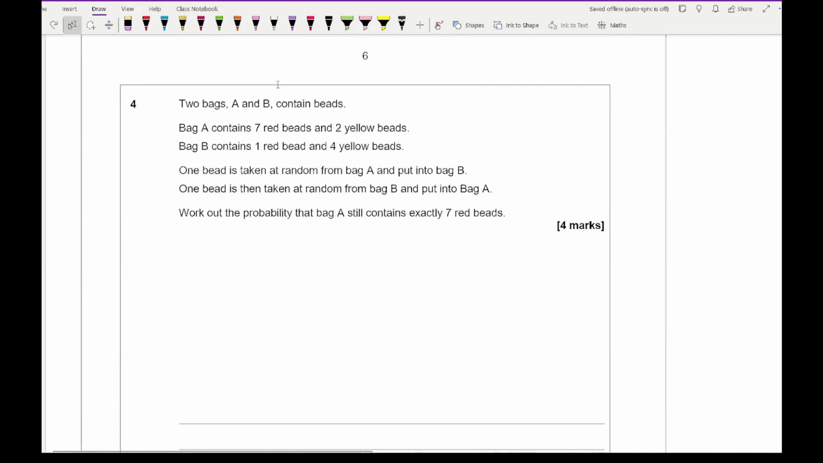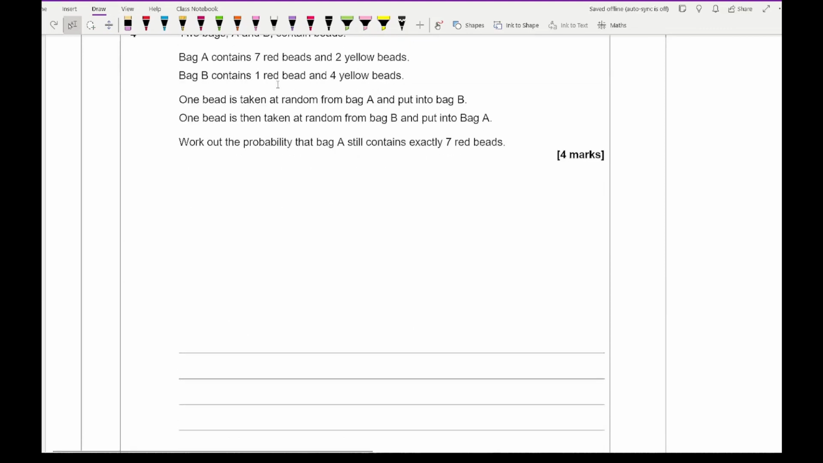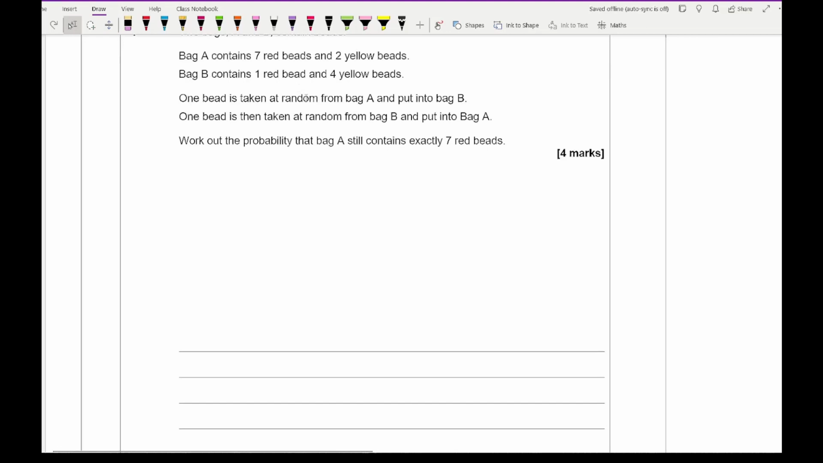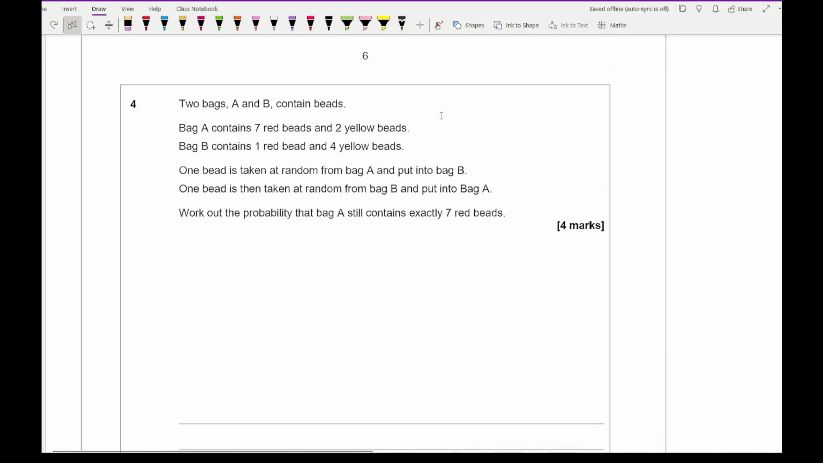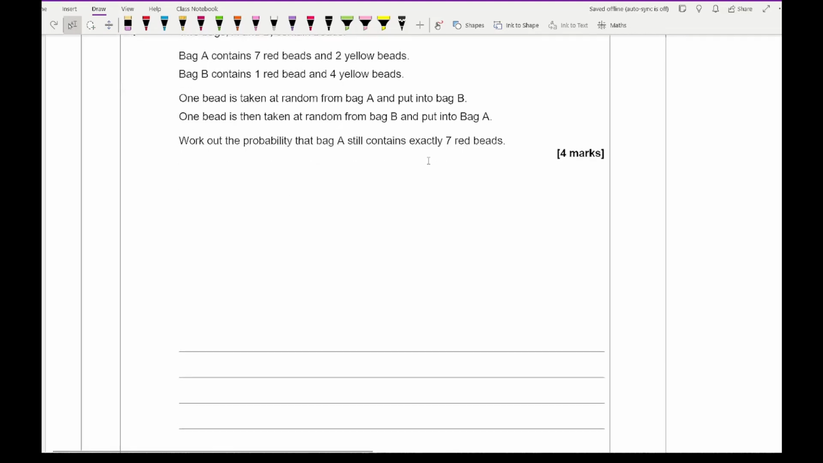Then moving on to question 4, it says 2 bags A and B contain beads. Bag A contains 7 red beads and 2 yellow beads. Bag B contains 1 red bead and 4 yellow beads. 1 bead is taken at random from bag A and put into bag B. 1 bead is then taken at random from bag B and put back into bag A. Work out the probability that bag A still contains exactly 7 red beads.